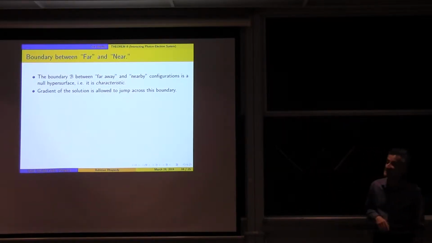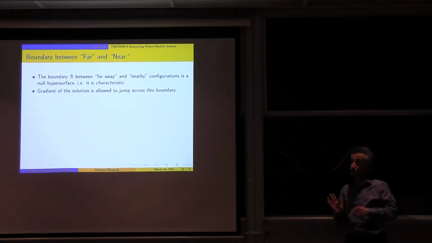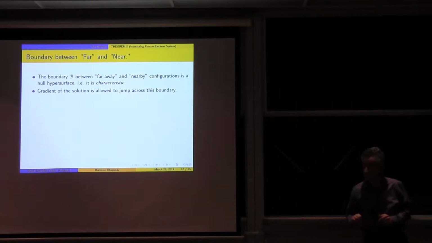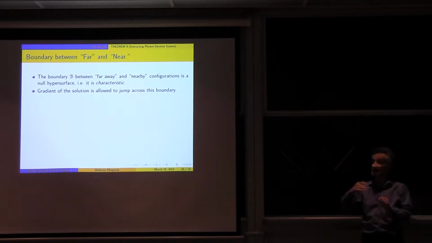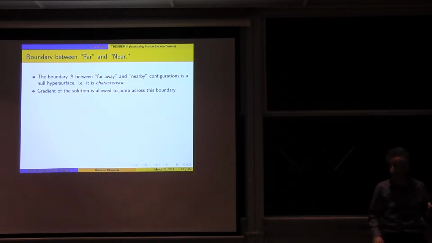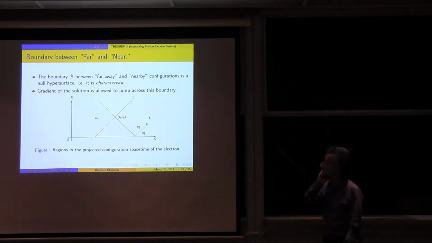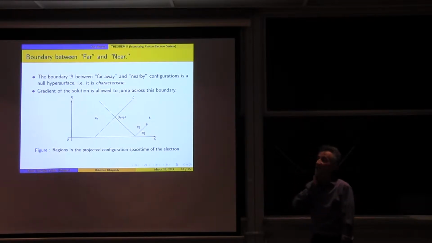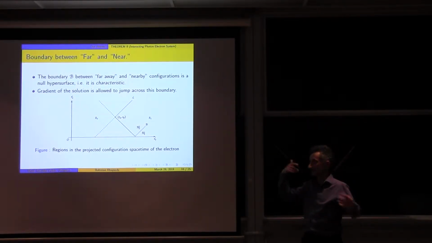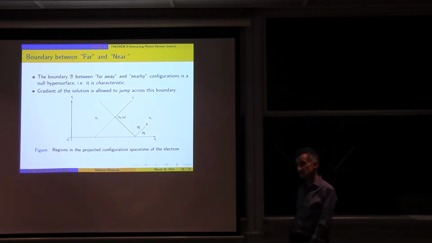And in particular, in this case, the gradient of the solution is allowed to jump across this surface. And in fact, in our solution, it will jump. That's, so this will come up, but this is okay. We understand how this works. This is a diagram of how this projected configuration of space looks.